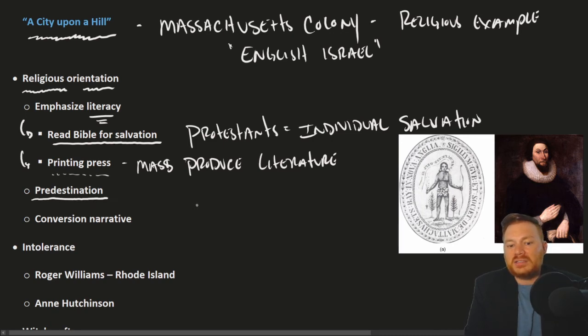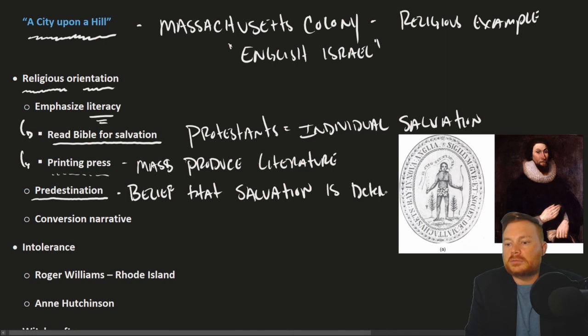However, predestination had a profound impact. This belief had a profound impact. So once again, predestination is the belief that salvation, that means go to heaven or go to hell, is determined.